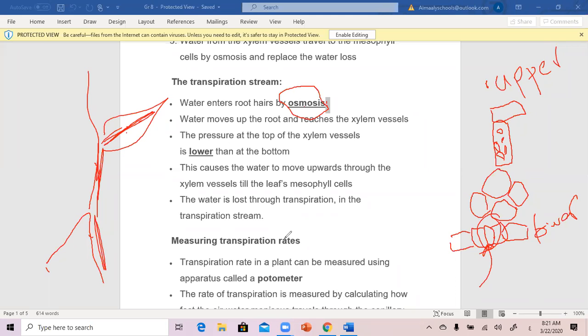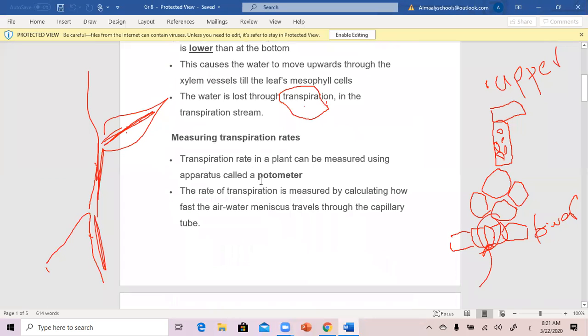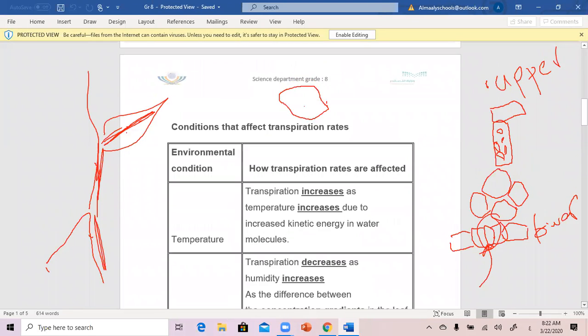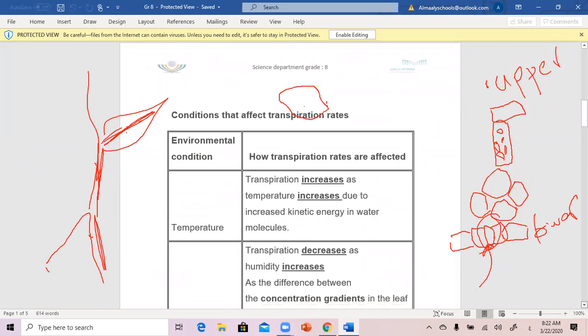Okay, how do we measure transpiration rates? We measure transpiration rates through an apparatus called the potometer, an apparatus which measures the rate of transpiration. I will ask about transpiration another time. But after we have finished this, we see the conditions which affect transpiration rates.